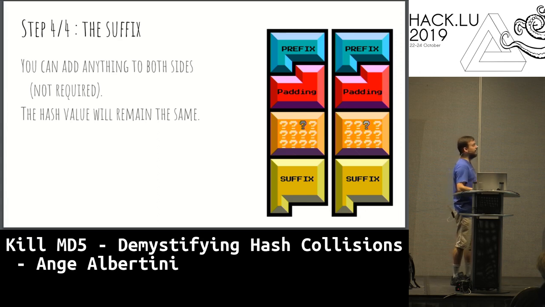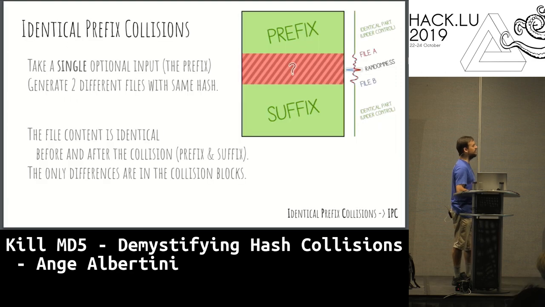And then, once you did your computation, you can add whatever you want on both sides. As long as it's identical, the hash value will remain the same. So, as we saw, the prefix is identical on both sides, the suffix is identical on both sides, and then the collision blocks are full of randomness with only very tiny differences. So either it's identical, or you don't control much about the files.